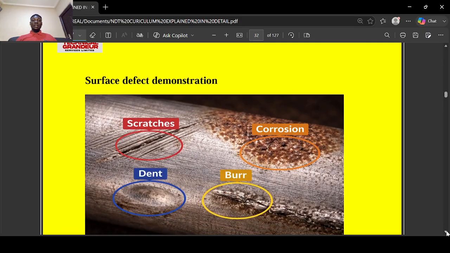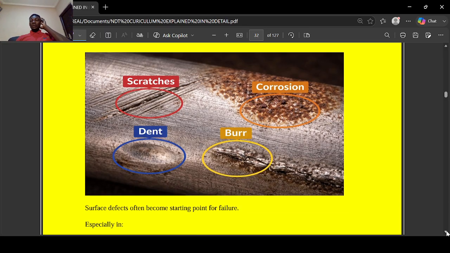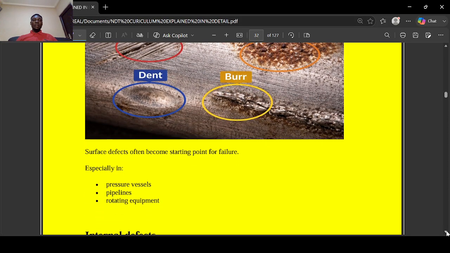It's not a defect yet, except you subject it to the code of operation. If it's beyond the acceptable standard, then it becomes rejectable, it becomes a defect. A surface defect often becomes a starting point for failure, especially in pressure vessels, pipelines, and rotating equipment.